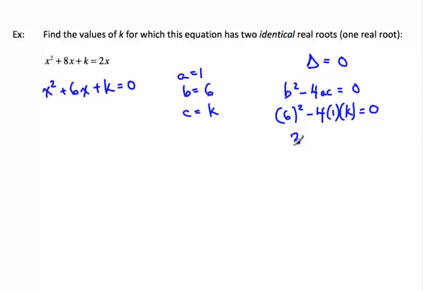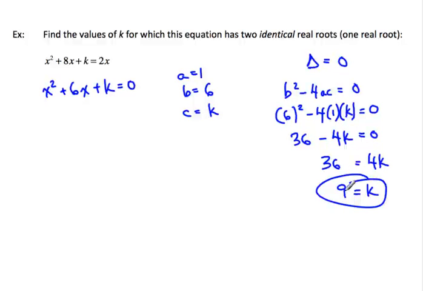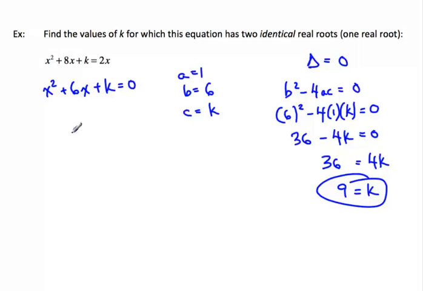So now I just simplify this. I get 36 minus 4k is equal to 0. 36 is equal to 4k. Dividing both sides by 4, I get 9 is equal to k. And that's my answer. So if k were equal to 9, this would have become x squared plus 6x plus 9 is equal to 0. Factoring the left side, it's a perfect square trinomial, and we would get this. And you can see that this equation has only one solution, namely when x is equal to negative 3.